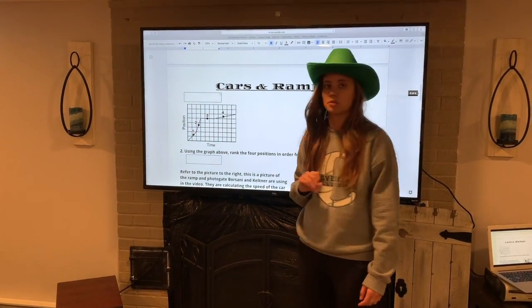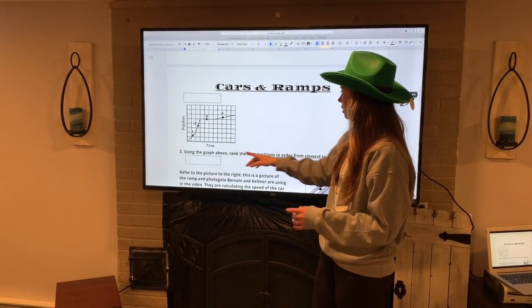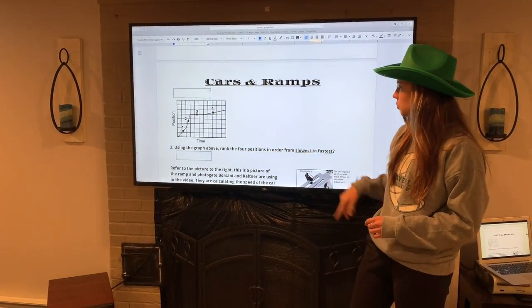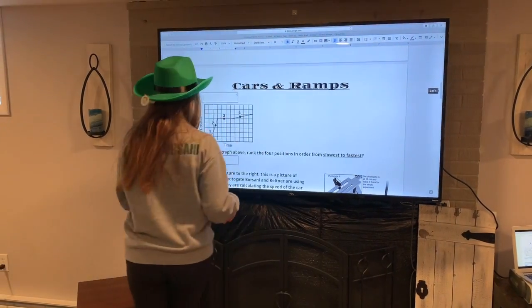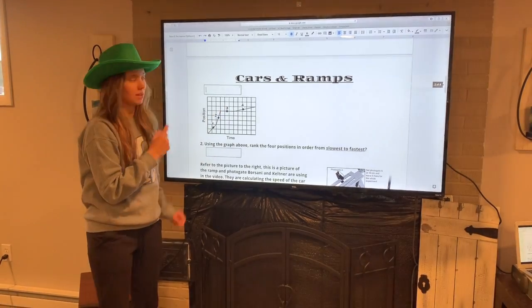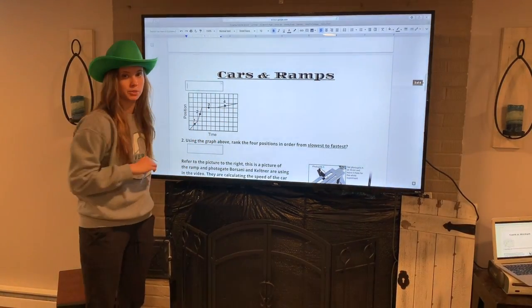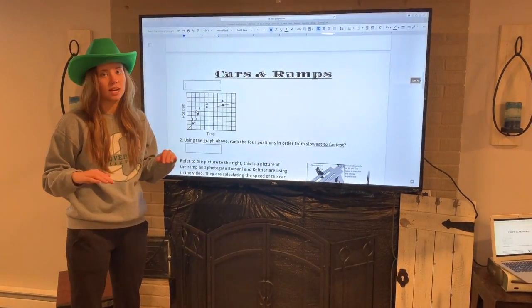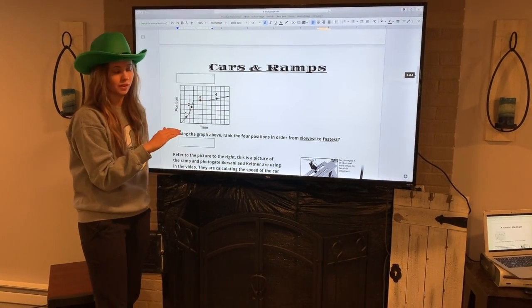Go. For the second graph on here, we're going to be looking at this position versus time graph and all of these different four numbers. Using the graph above, we need to rank the four positions in order from slowest to fastest. By looking at this, we can see at this spot right here, he's not moving. And remember up at those three graphs, we said when that line is flat on a position versus time graph, his position is not changing. So he's staying at the same spot, he's not moving.